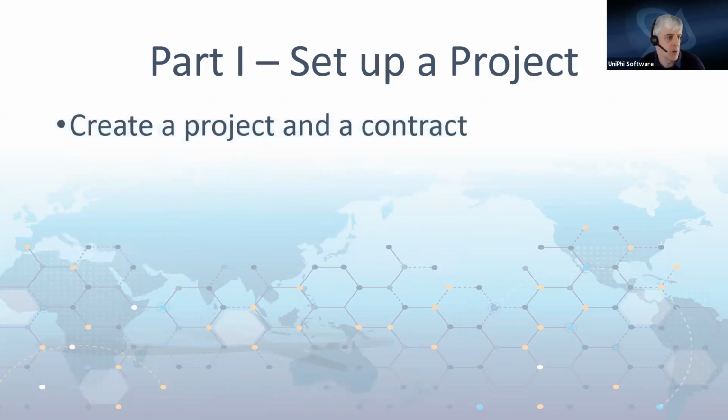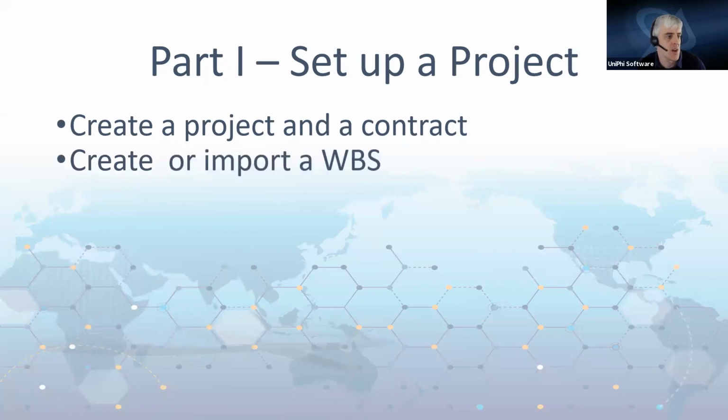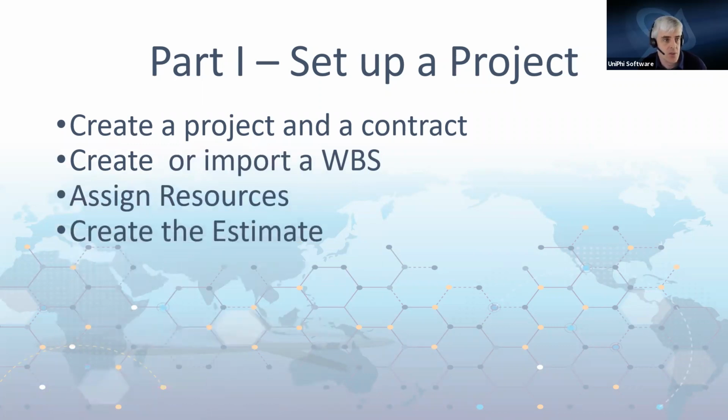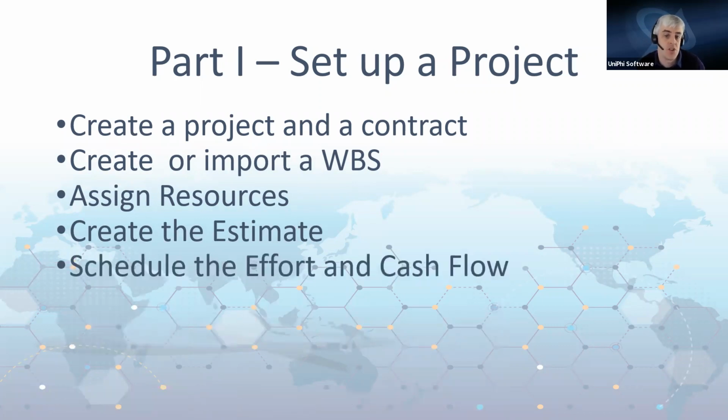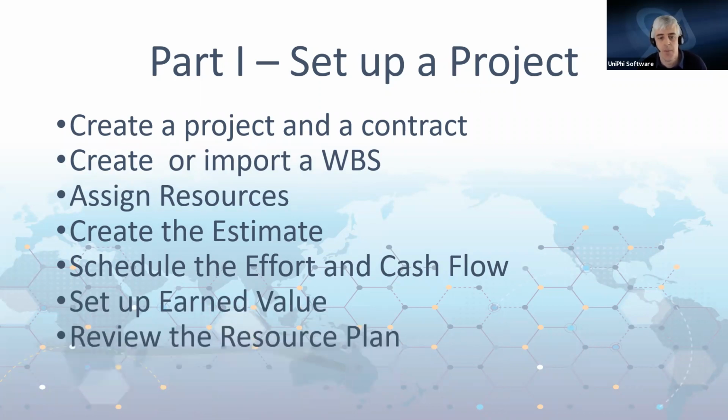So just a bit of a quick recap. Last week we set up a project and a contract. We set up our work breakdown structure. We assigned our resources. We used that to generate an estimate of the fee. We scheduled that effort and that cash flow to understand what was happening when and when we were going to get paid. We set up earned value such that we can progress that and measure that as the project progresses. And we reviewed our resource plan.